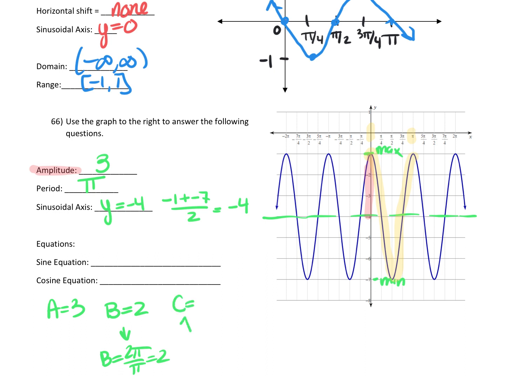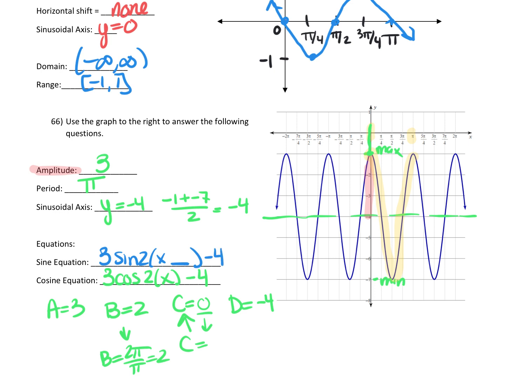C will depend on whether it's a sine or cosine function, and then D is the sinusoidal axis, so it'll be -4. So like I said, this function immediately speaks cosine to me because it's starting at the max on the y-axis. So that means my cosine is going to have no C shift, but my sine will have a C shift. So my cosine is going to be 3 cosine of 2 times x, minus 4. It's A cosine, B, x minus C, plus D. And my sine is going to be very, very similar. So it's going to be 3 sine, 2. And we are going to have a C value, so we'll talk about that in a second.